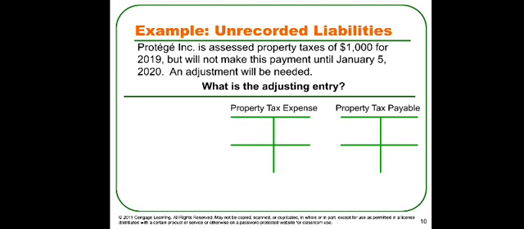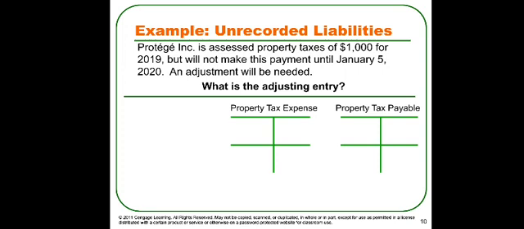Okay, this is the second type of adjusting entry. The name of this adjusting entry is unrecorded liabilities. Liabilities means something that your business has to pay in the future. Okay, so let's see this. Let's assume that this business is yours.